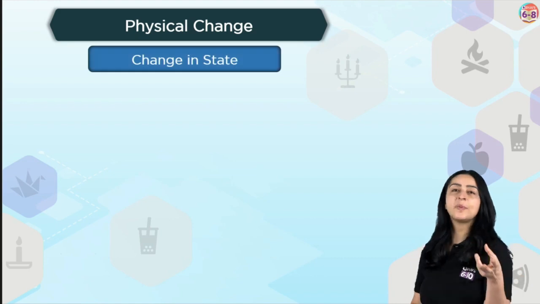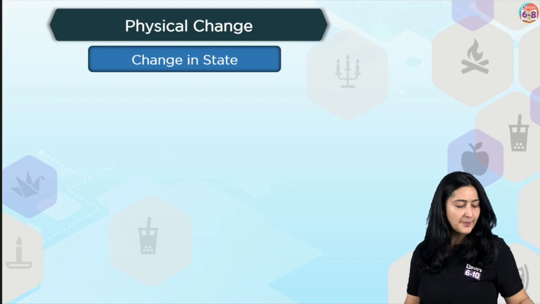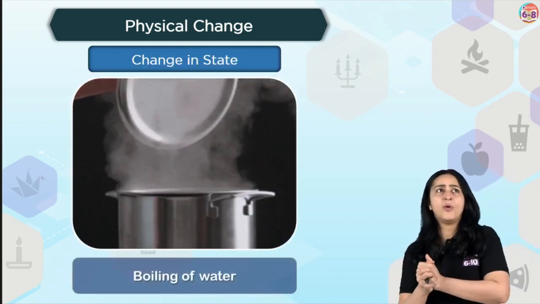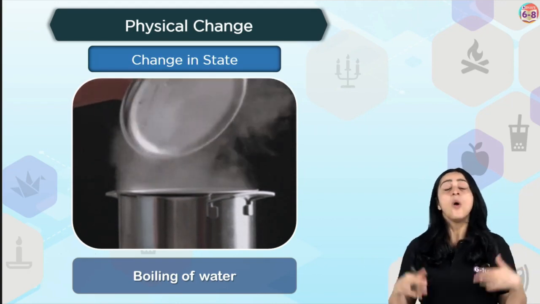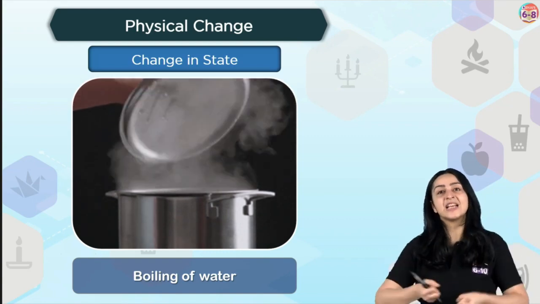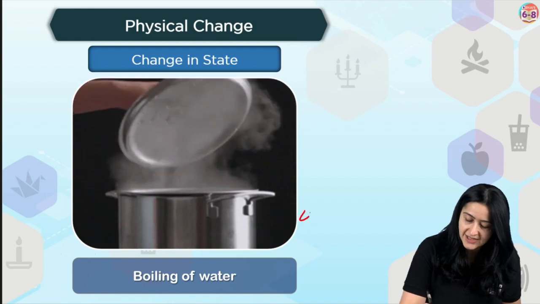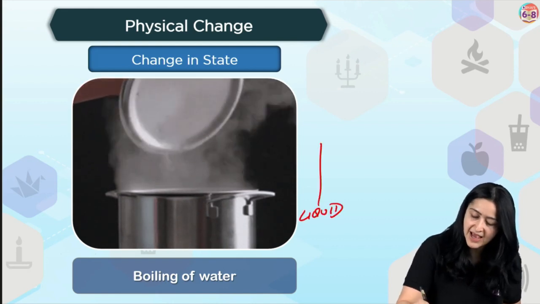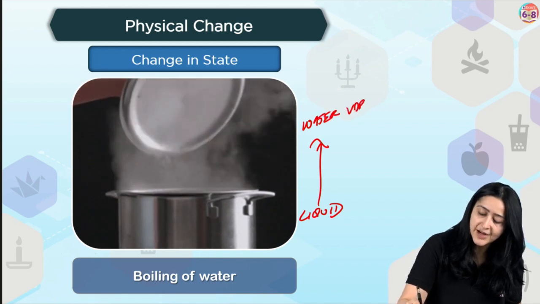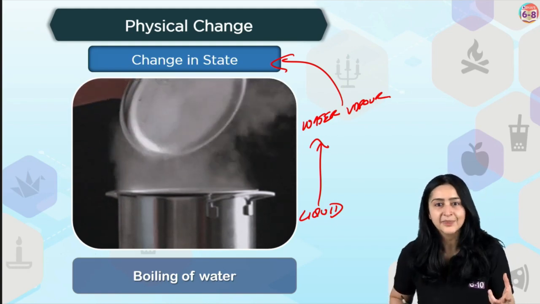The simplest example would be the change of state of water. When we boil water, just to heat it or for whatever purpose, what is happening? The water is evaporating. Water was a liquid, and it moves to water vapor. So what is happening here? This is a change in state.